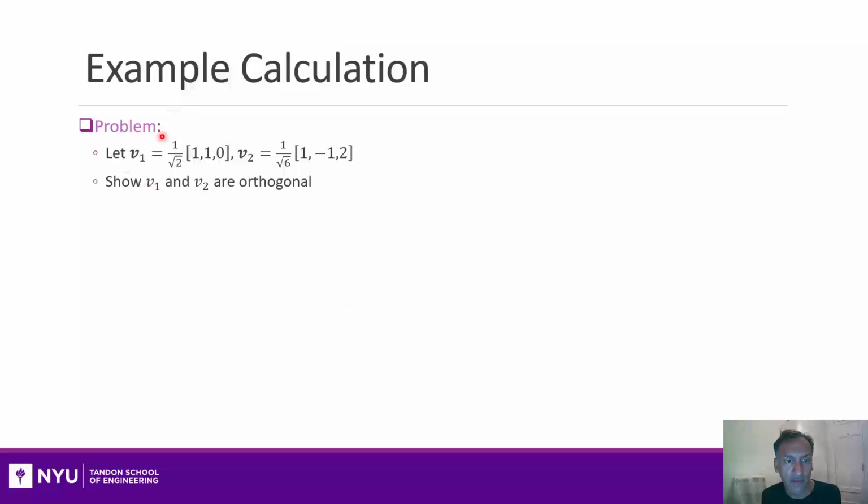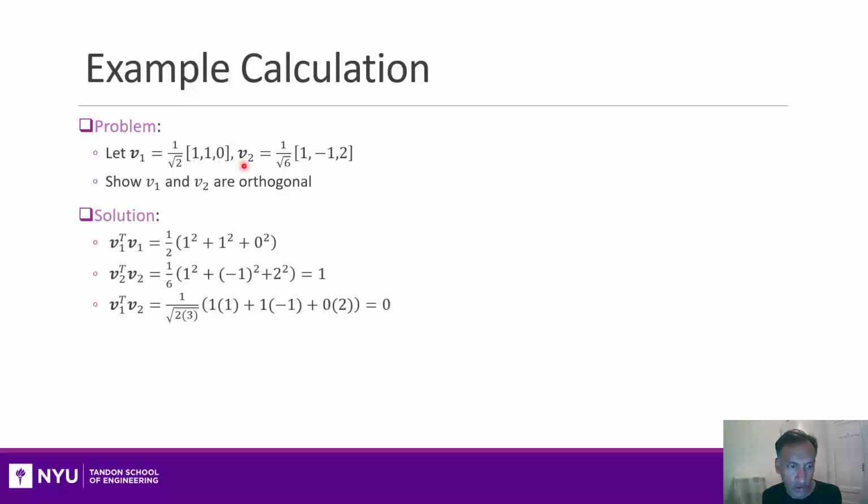Now, let's do a quick calculation to make sure that you understand the concepts. First, let's say I give you 2 vectors in R3, like this, and I ask you to show that they are orthonormal. That's super easy to do. All you have to do is verify the conditions that I stated.